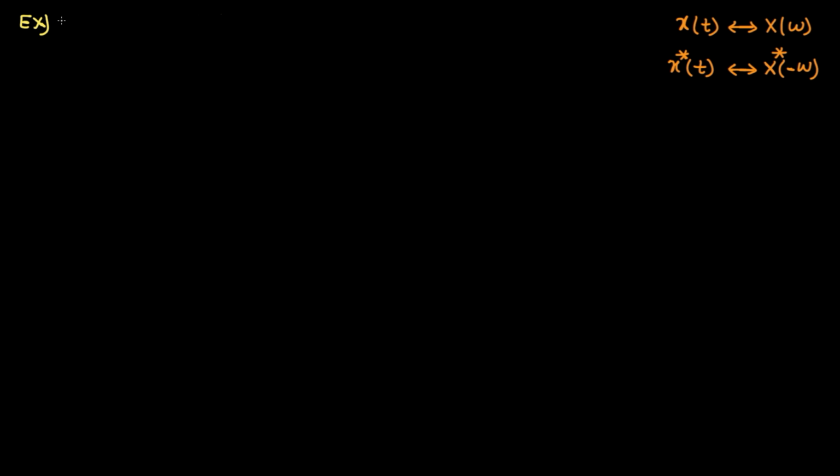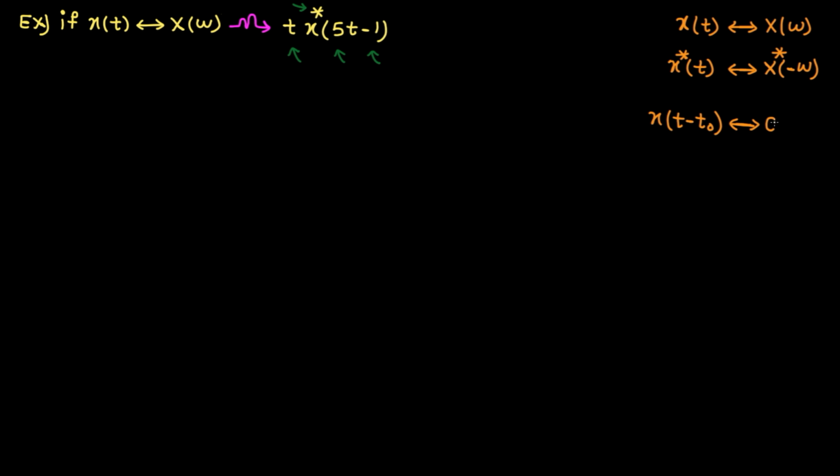Example: if the Fourier transform of x(t) is X(omega), what is the Fourier transform of t x(5t minus 1) conjugate? To solve this example, first I use the time shifting property. Next, the time scaling property. Then conjugation, and finally multiplication by t, which is basically frequency domain differentiation. Let me write all the properties that I need here.